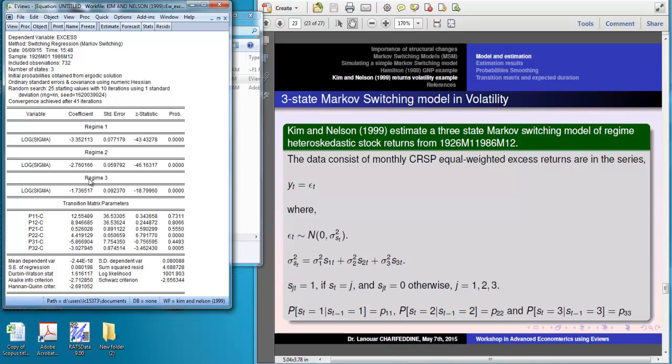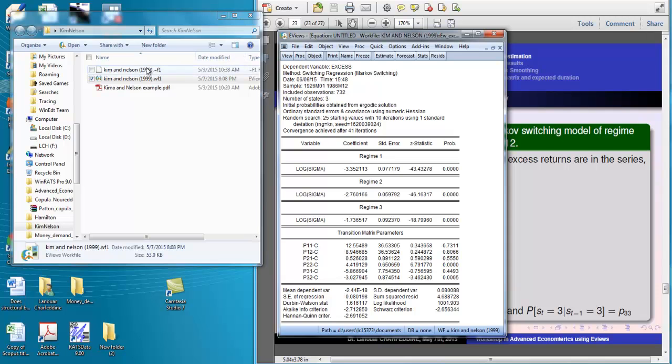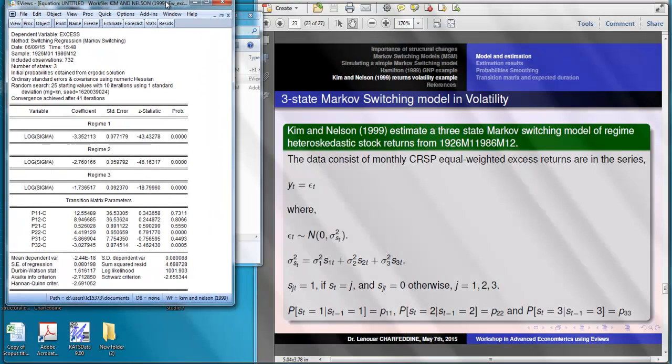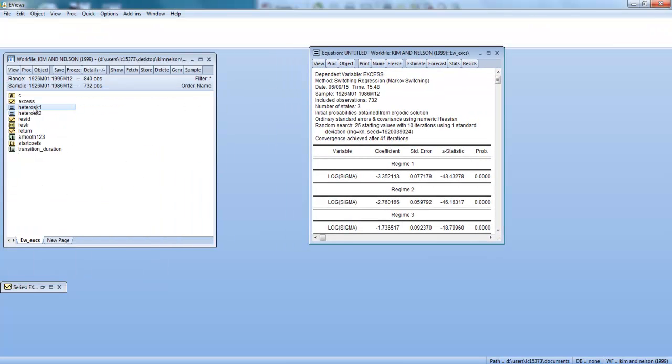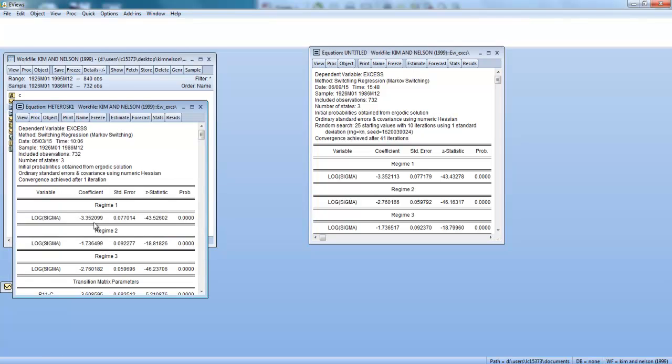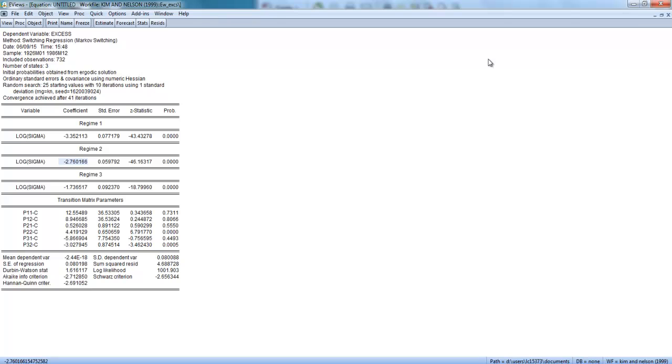We can compare our result to those obtained by Kim. And here we have the result. It is the same, the same coefficients. This one is this one, and this one is this one. Now the coefficients of the estimated variance sigma are significant.